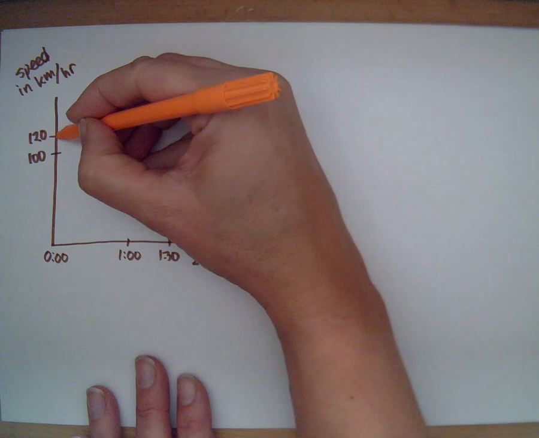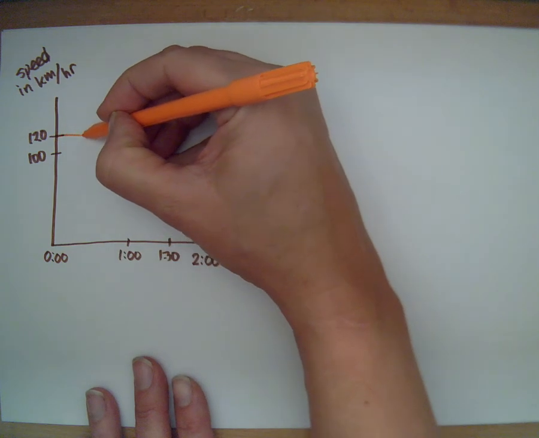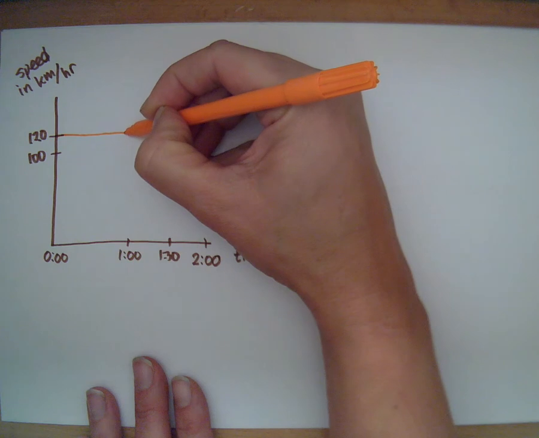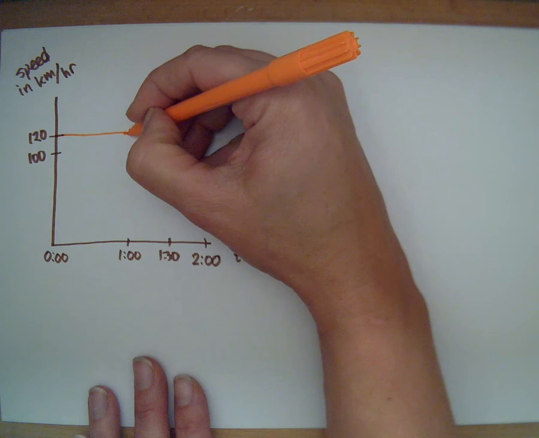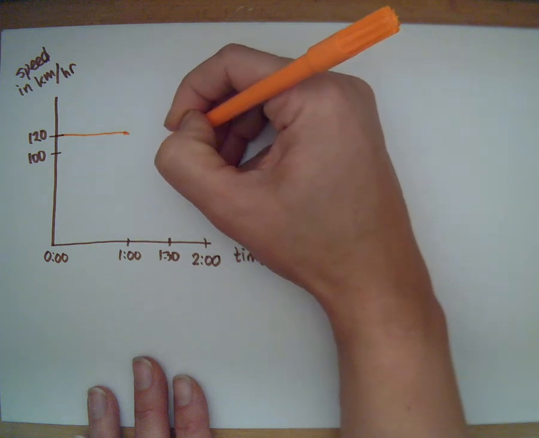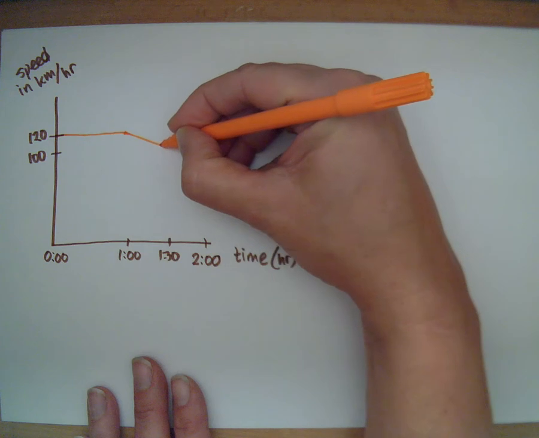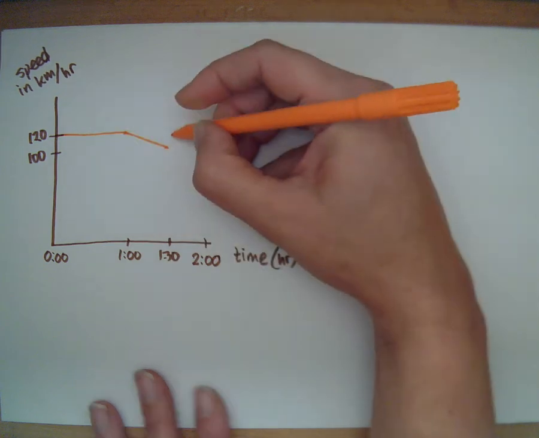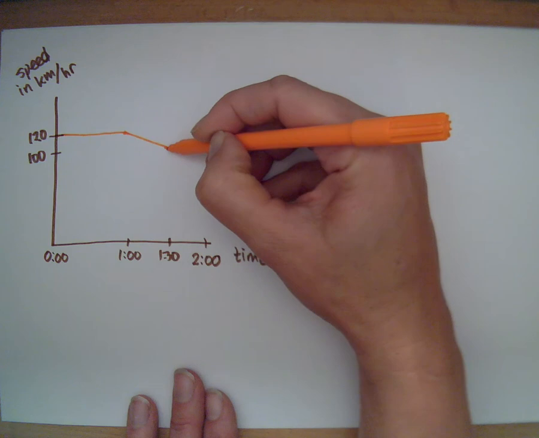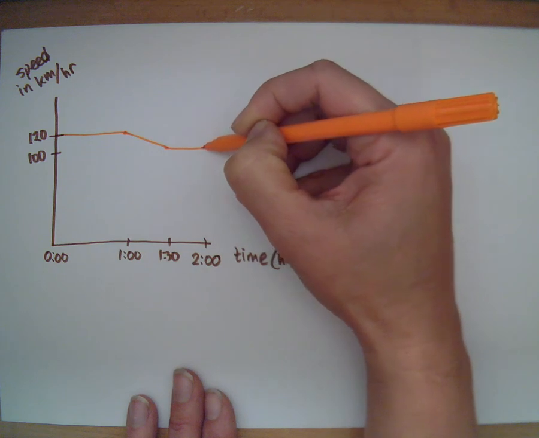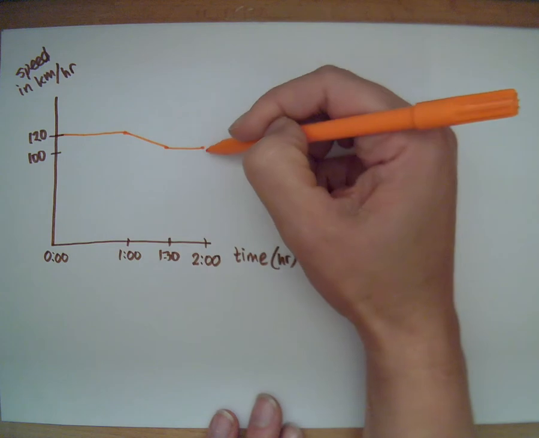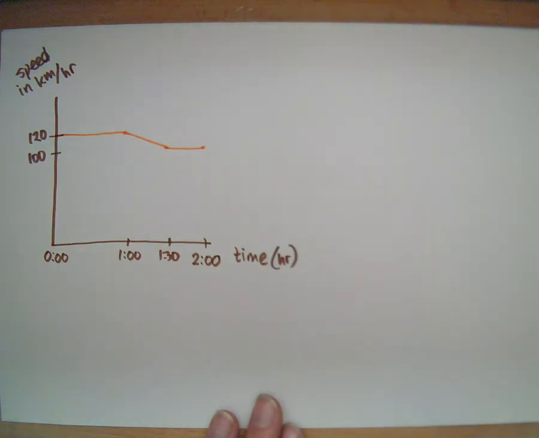So I'm going at 120 kilometers per hour for my first hour. Yes? Then for the next 30 minutes, I steadily slow down to 100 kilometers an hour. Yes? And then I stay at 100 kilometers an hour for another 30 minutes. And then I'm where I want to be. So I stop driving there. I'm not going to draw me stopping.